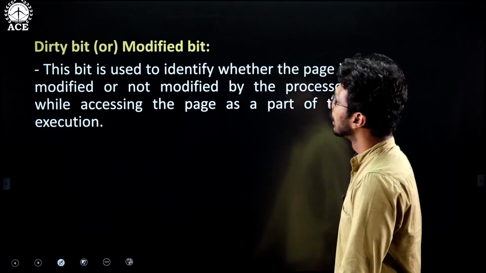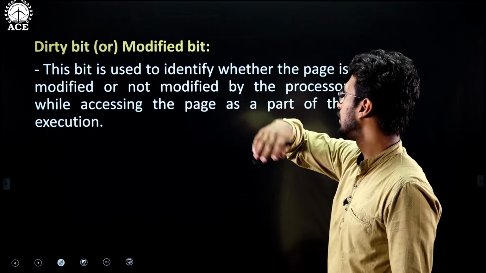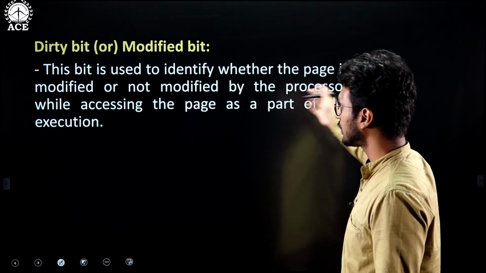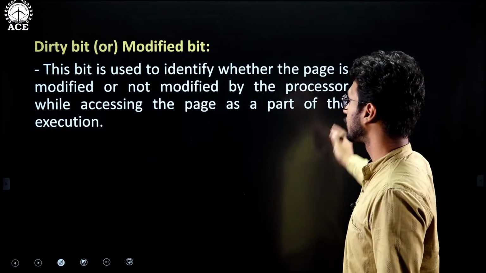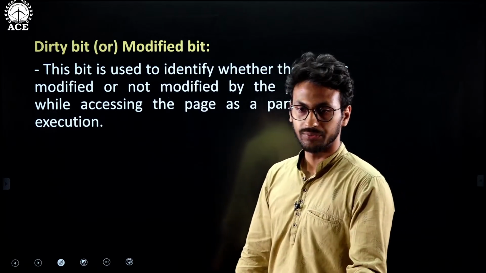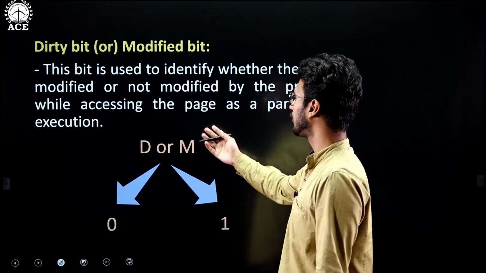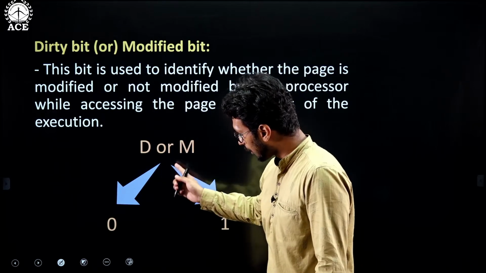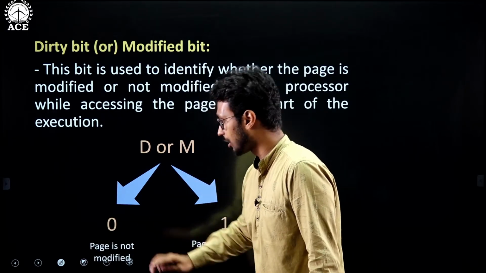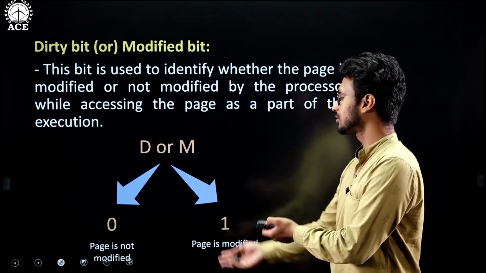Done. Dirty bit, or modified bit. This bit is used to identify whether the page is modified or not modified by the processor while accessing the page as part of the execution. If it is modified, 1. If it is not modified, 0. If the dirty bit or modified bit is 0, the page is not modified. If it is 1, the page is modified. Very easy.